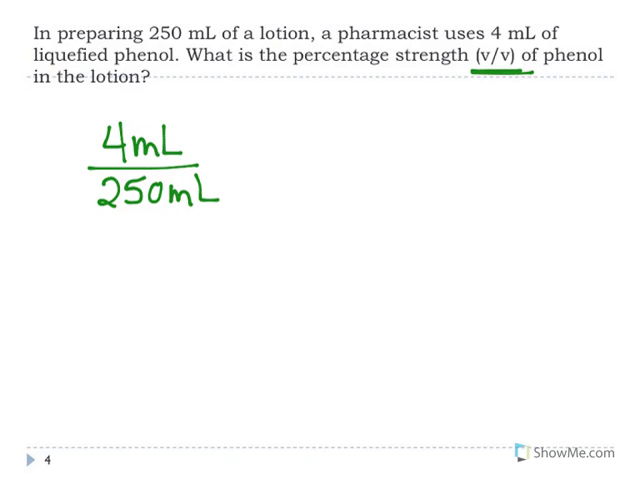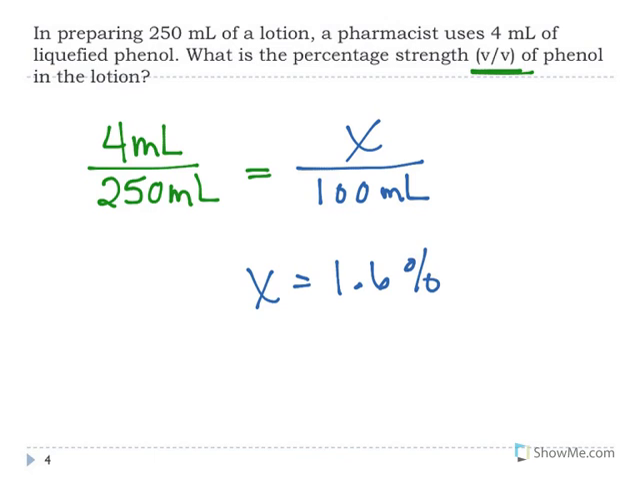Remember, volumes for percentage strength are always milliliters. We've already got that going on. So all we have to do is solve for percentage strength. So remember, in a percentage strength problem, the bottom denominator is always 100 using the unit that's appropriate, and then the x percentage strength is the numerator. So we solve for x. And as we do this then, we get that x is 1.6%, meaning that this is a 1.6% volume by volume solution of the final product.